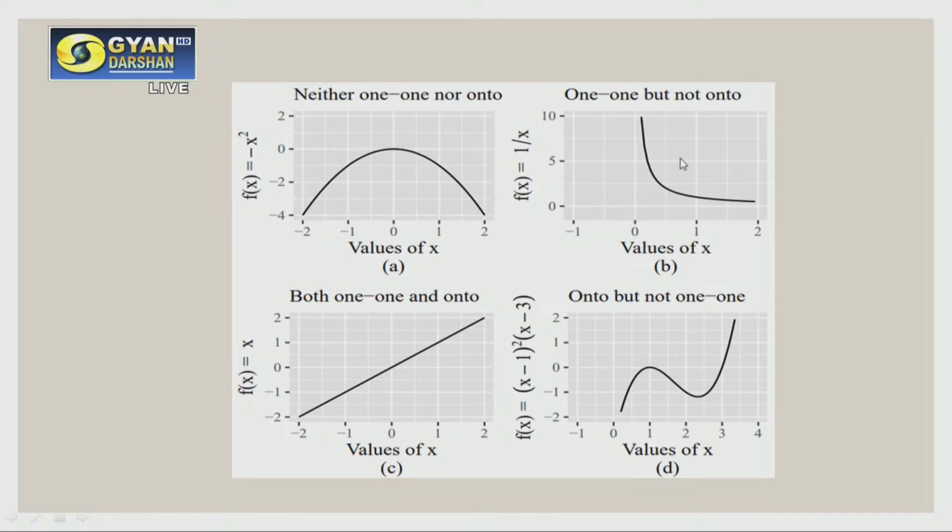Now come to the second function. If you draw any horizontal line, it will intersect the graph at exactly 1 point. So it is a one-one function. But if we talk about the onto function, the condition of onto function says that each horizontal line should intersect the graph at least at 1 point. So if I draw a horizontal line like this here, then it will not intersect the graph at all.